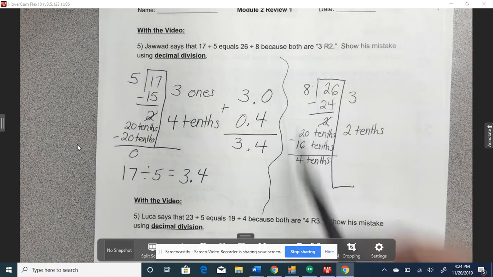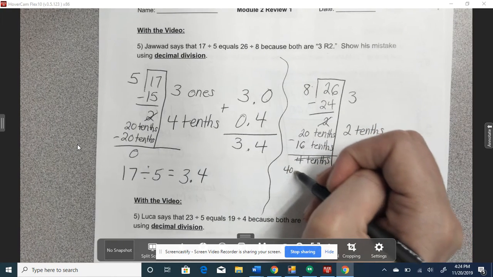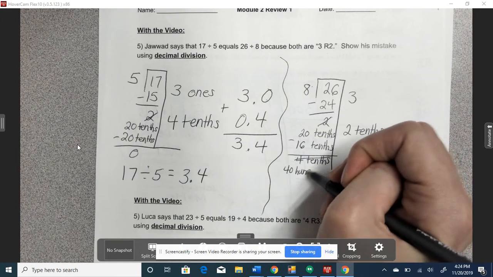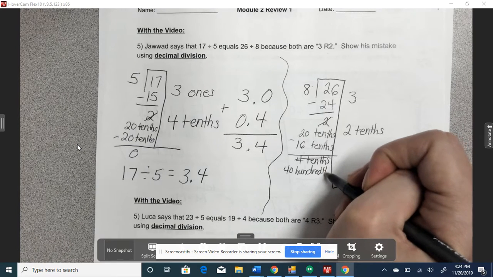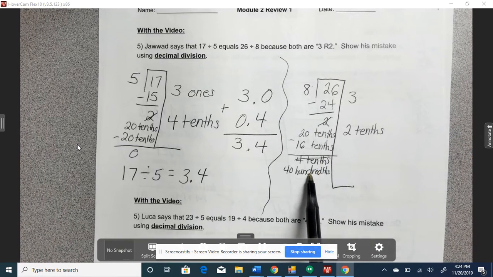But 4 is less than 8. I can't split 4 tenths into 8 groups. So we're actually going to rename this as well. We're going to rename this as 40 hundredths. The reason that we can do this is because the tenths place is 10 times more than the hundredths place. So 4 tenths is the same as 40 hundredths. They're equivalent. Well, I know 8 times 5 equals 40.